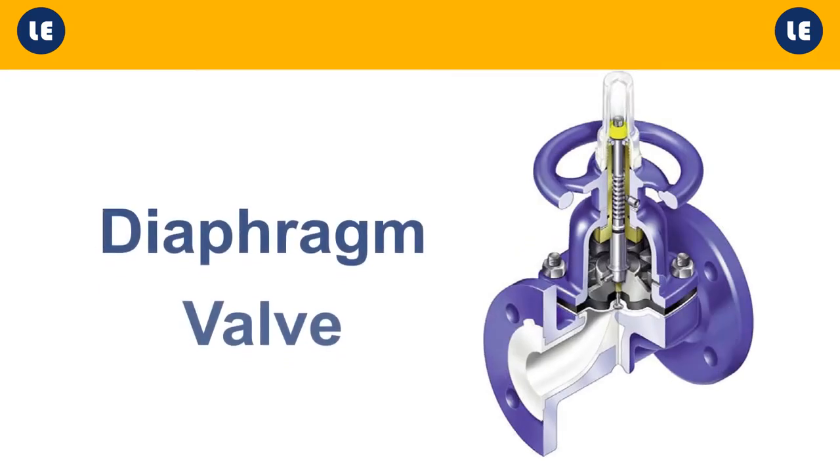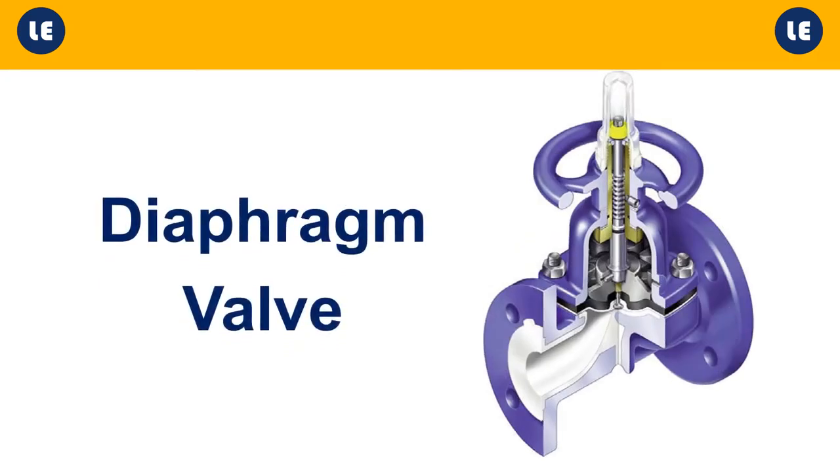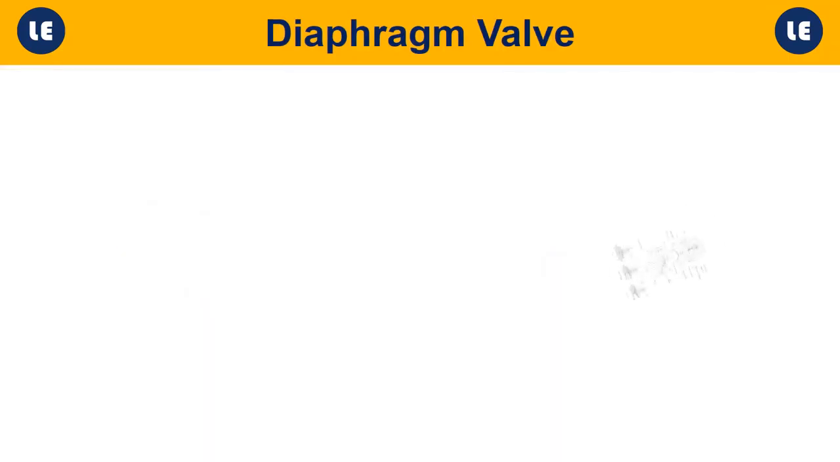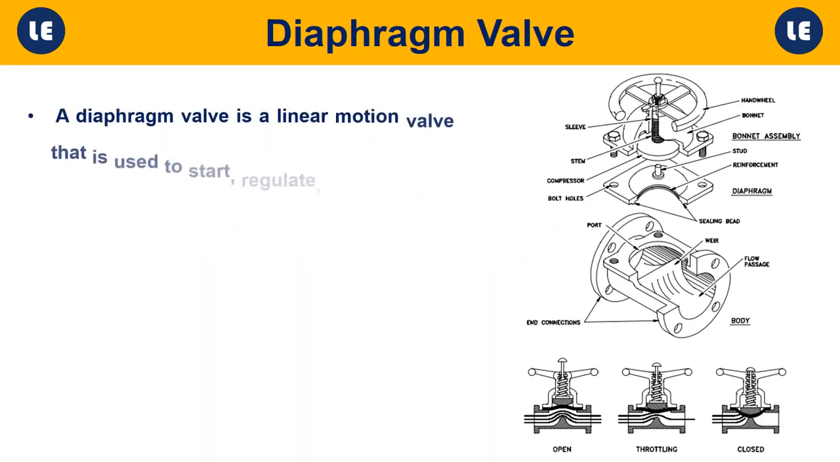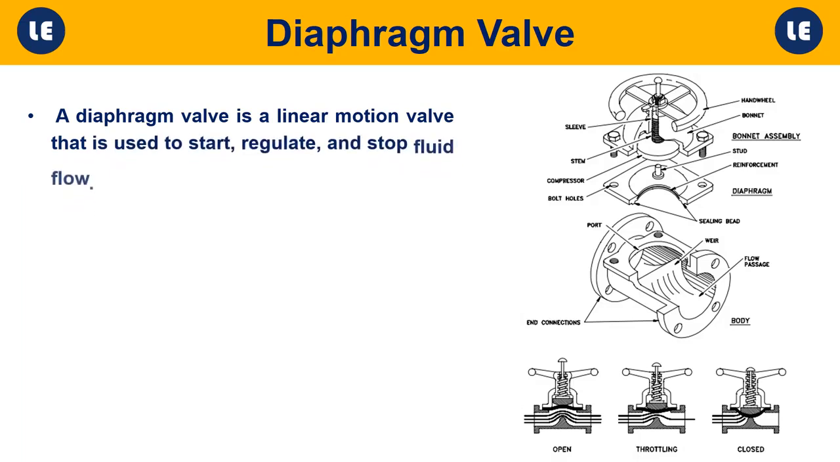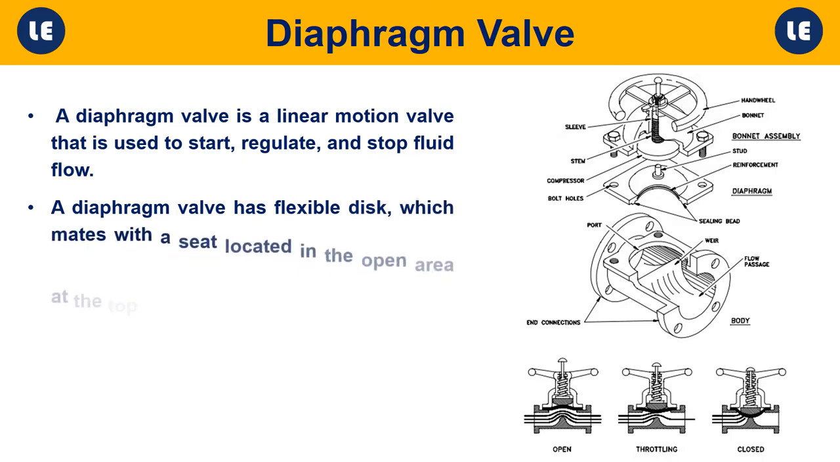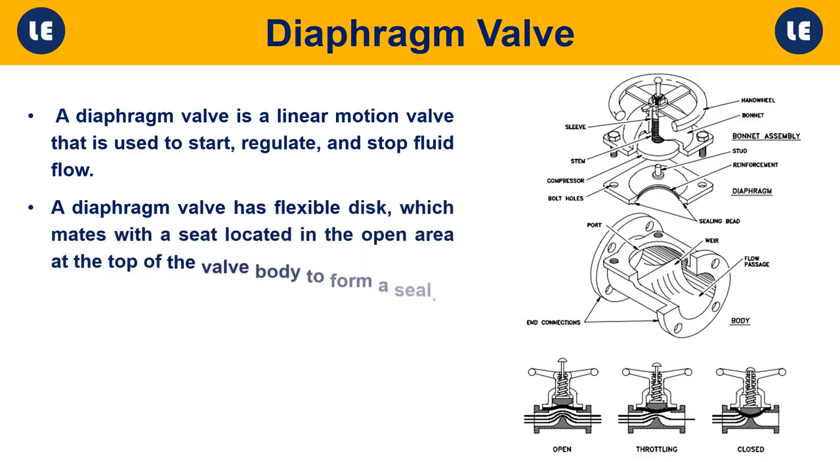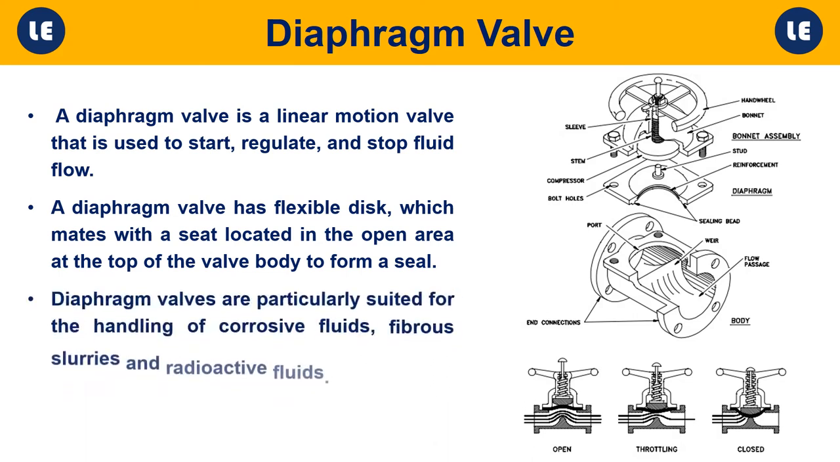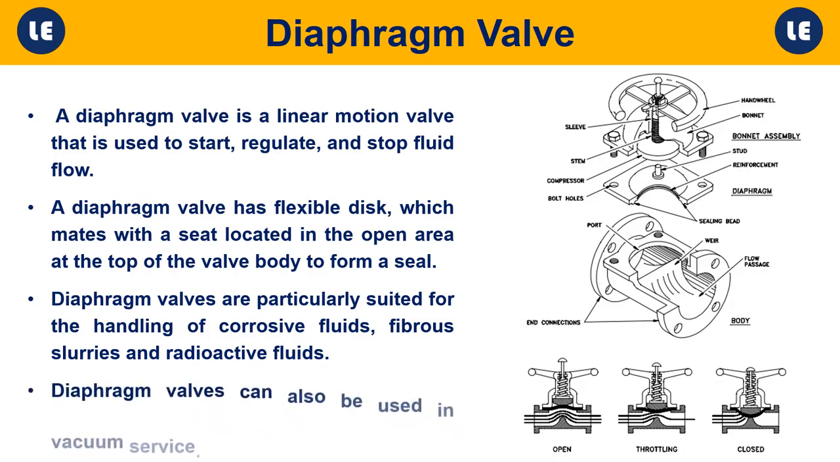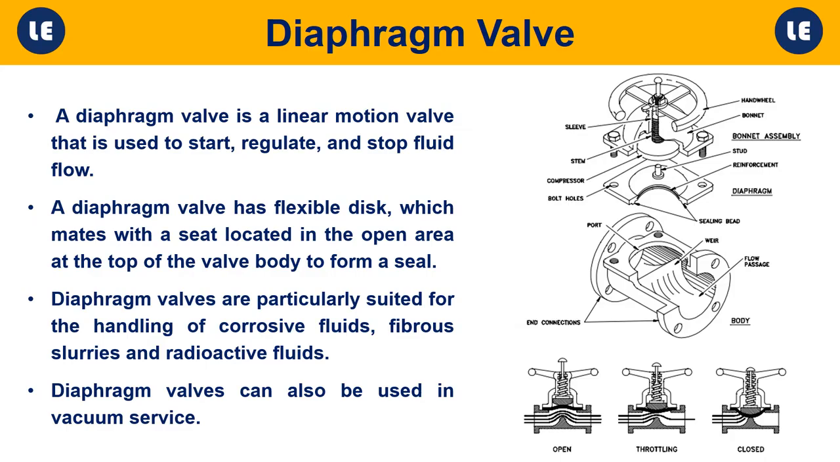Diaphragm valve. A diaphragm valve is a linear motion valve that is used to start, regulate, and stop fluid flow. A diaphragm valve has a flexible disc, which mates with a seat located in the open area at the top of the valve body to form a seal. Diaphragm valves are particularly suited for the handling of corrosive fluids, fibrous slurries, and radioactive fluids. Diaphragm valves can also be used in vacuum service.